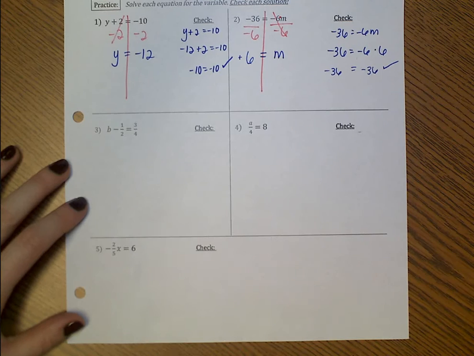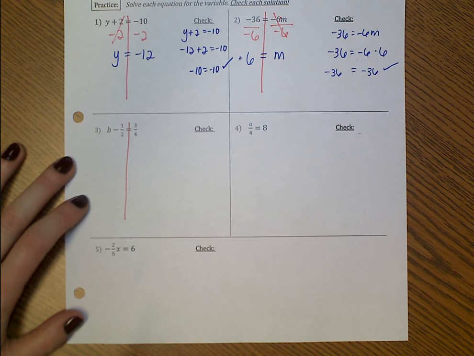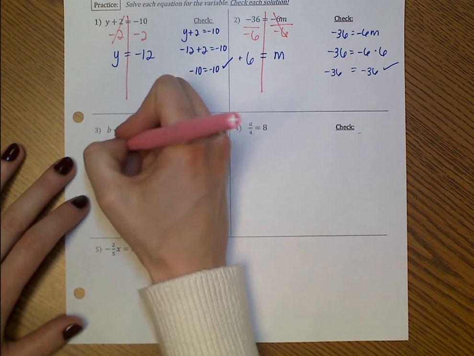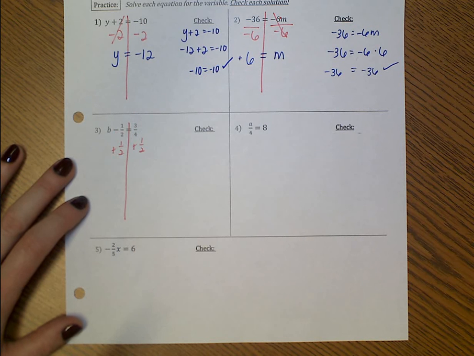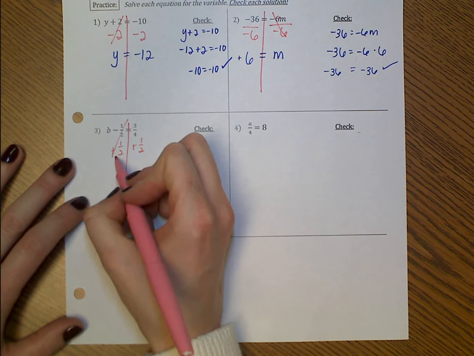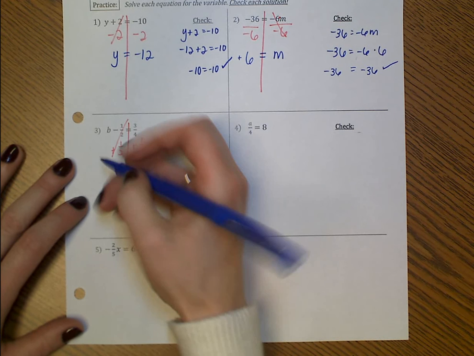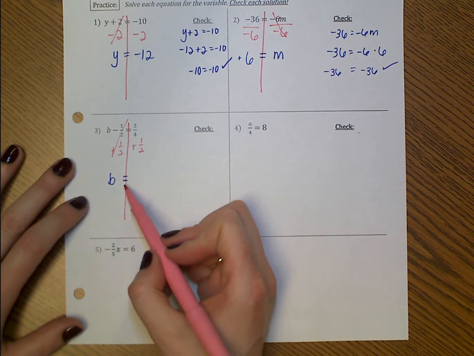For example 3, I'm going to draw my line. And my goal is to get B alone, so I look at what's being done to B. We're subtracting a half. The opposite would be adding a half. And I need to do that on both sides. Negative a half plus a half is 0, so those are gone, leaving just B on the left side of the equal sign when I bring that down.